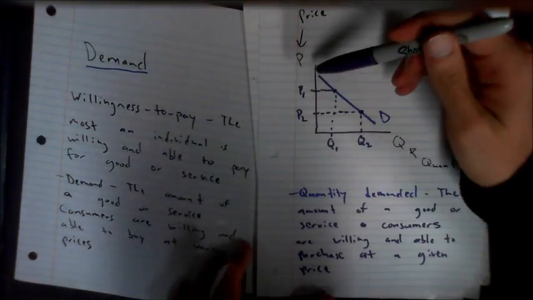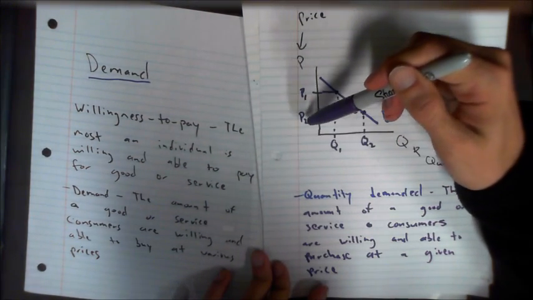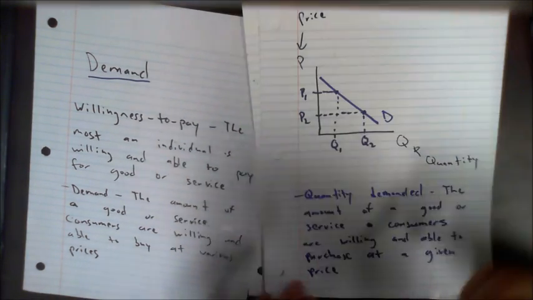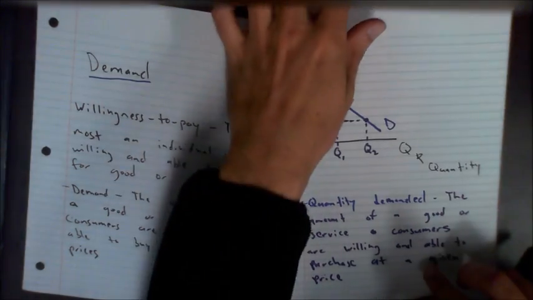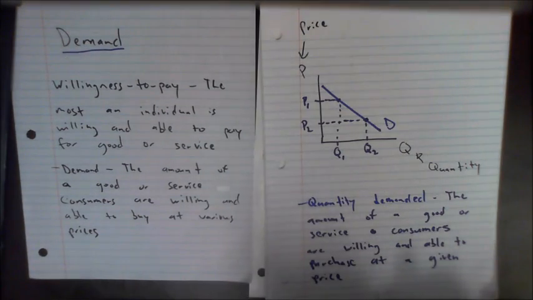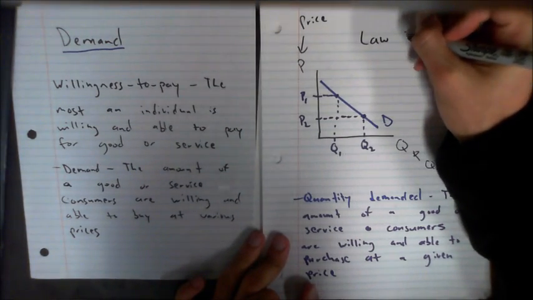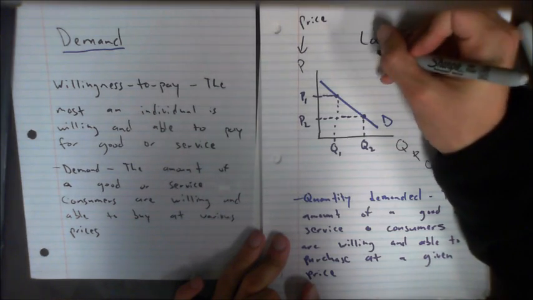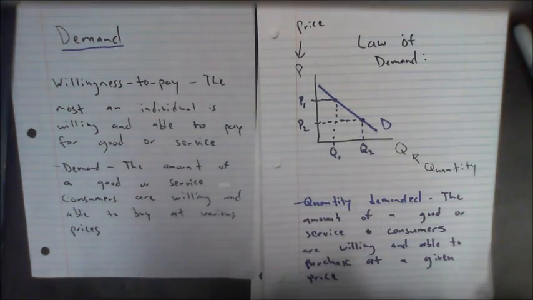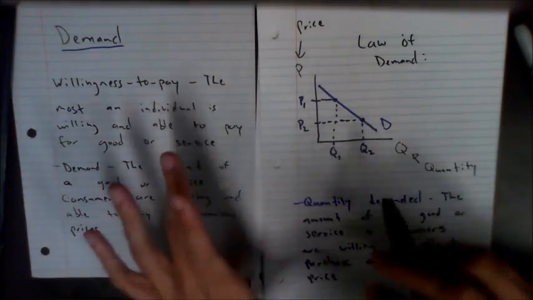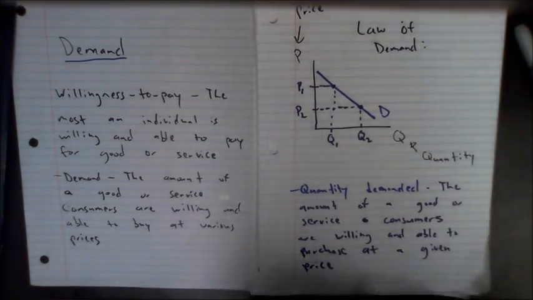Now, it's pretty easy to see that when my price is P1, my quantity is Q1. When my price goes down, my quantity goes up. It's pretty intuitive, right? If something is cheaper, then you're probably going to want to go ahead and buy more of it. This is what we call the law of demand.